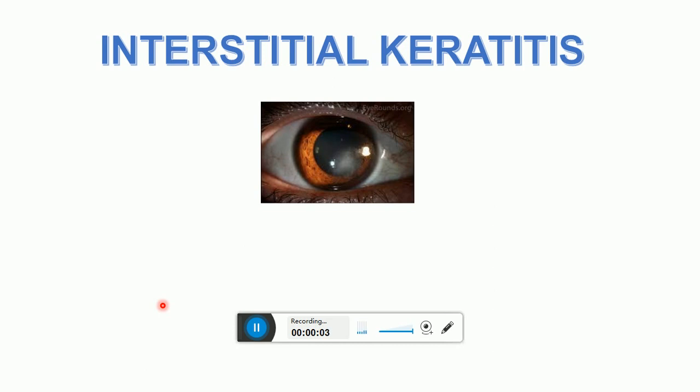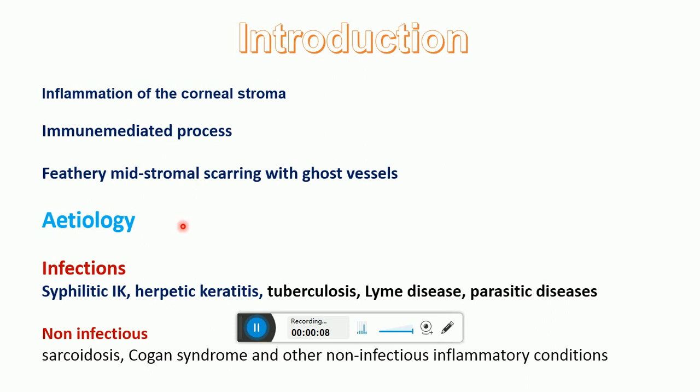Today's topic is interstitial keratitis. It is inflammation of the corneal stroma, without primary involvement of the epithelium or endothelium. So it is inflammation of the corneal stroma. In most cases the inflammation is thought to be an immune-mediated process triggered by an appropriate antigen.